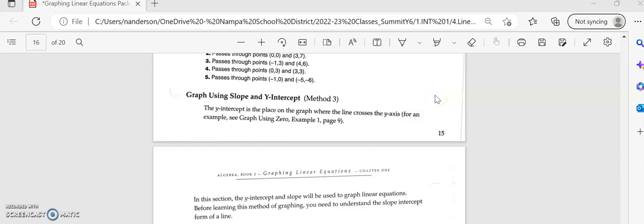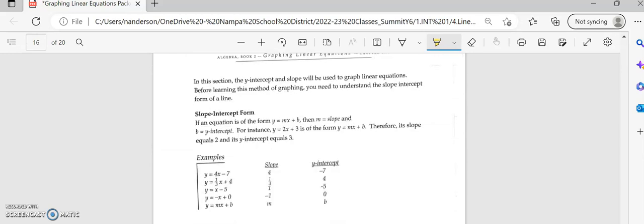Okay, our third method of graphing is using slope and y-intercept. With this one, slope-intercept form, turn to page 16. Slope-intercept form is if an equation is of the form y equals mx plus b, then m is the slope and b is the y-intercept.